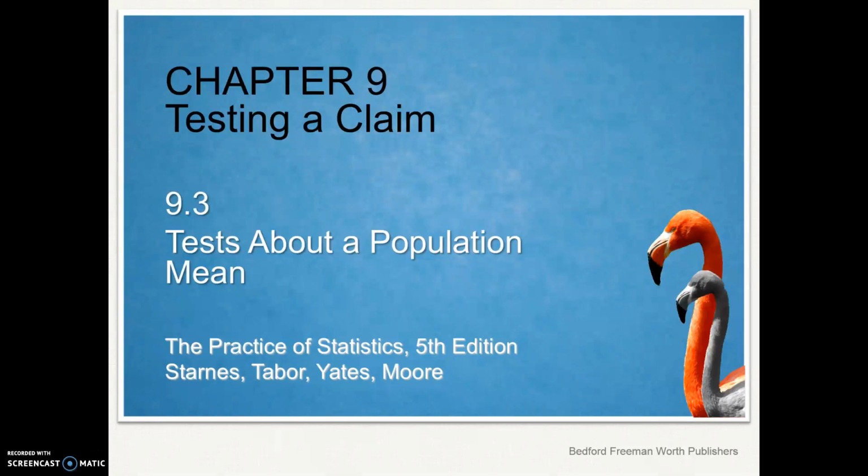Chapter 9, Testing a Claim. We're going to look at section 9.3 and tests about a population mean. In other words, our parameter is going to be mu.